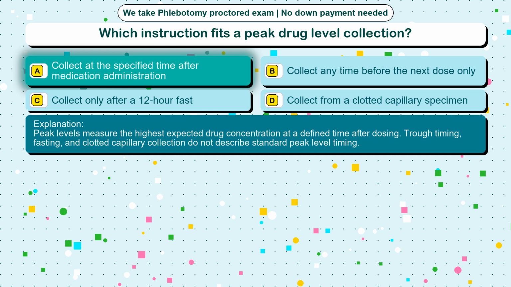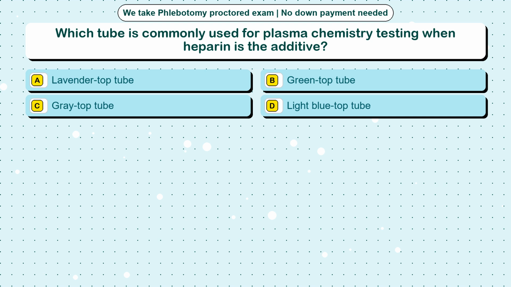Peak levels measure the highest expected drug concentration at a defined time after dosing. Trough timing, fasting, and clotted capillary collection do not describe standard peak level timing. Question 76. Which tube is commonly used for plasma chemistry testing when heparin is the additive?